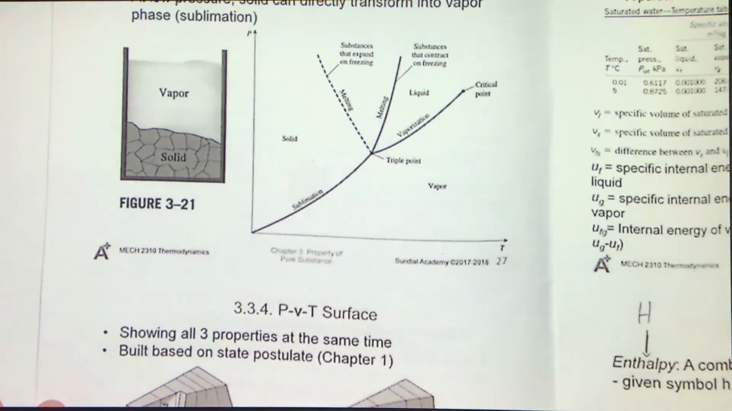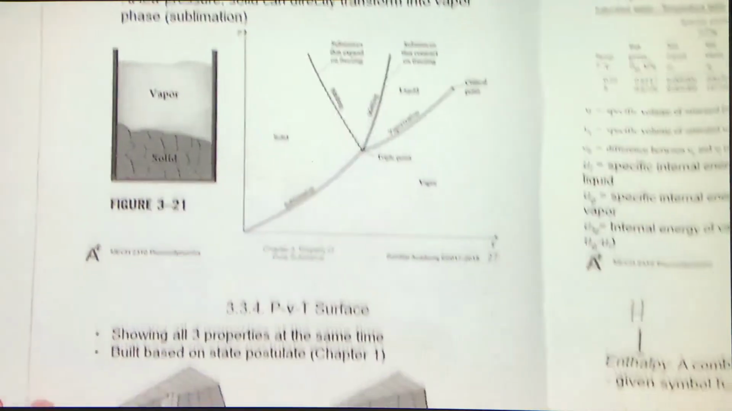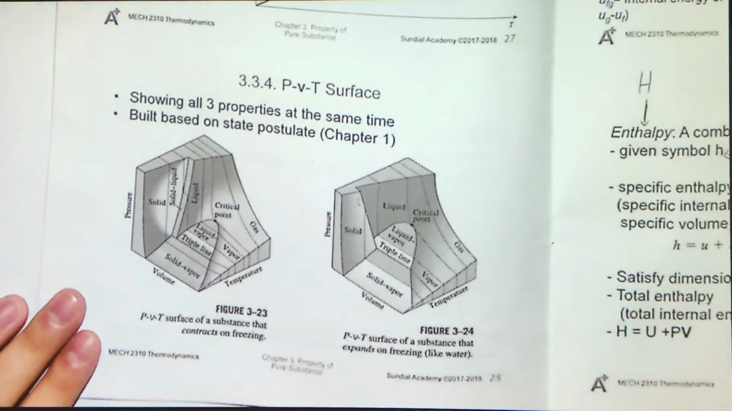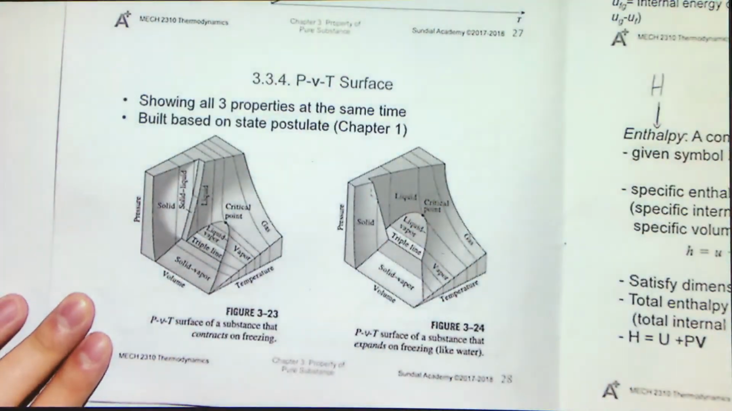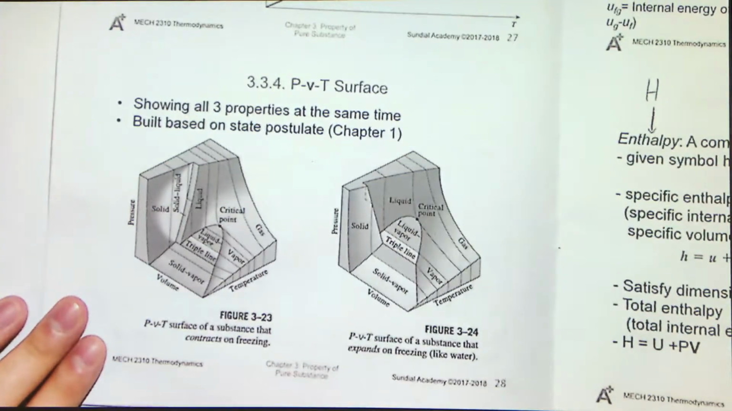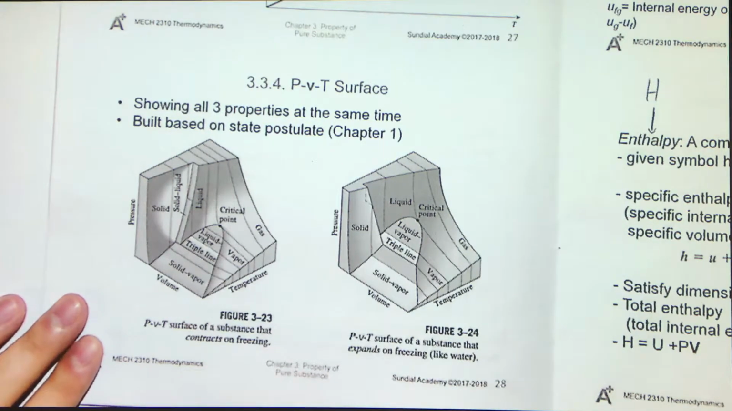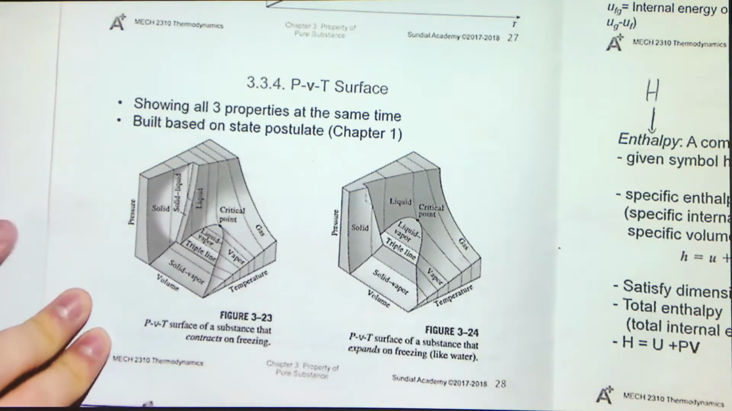And if we combine the PVT together, then we will get the PVT surface. Okay, it is built based on the state postulates that I've stated in chapter 1. The state postulate states that if we know two independent and intensive properties, then we can fix the state, and all of the properties will be dependent. Okay. As a result, for example, if we know the pressure and the temperature of a certain pure substance, then the state of that substance will be fixed, and all of the other properties will be known.